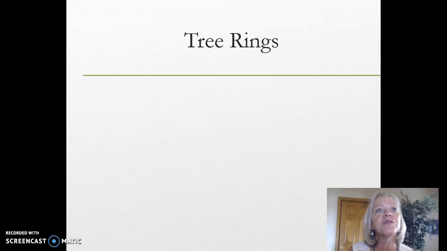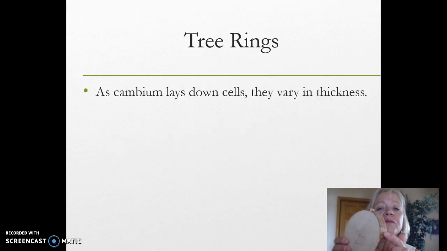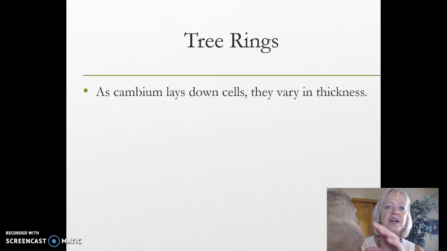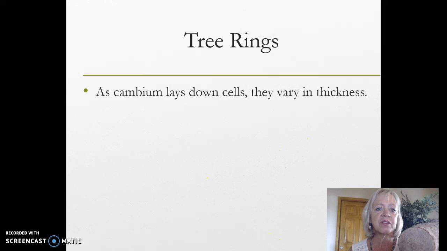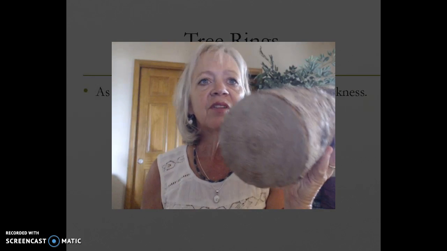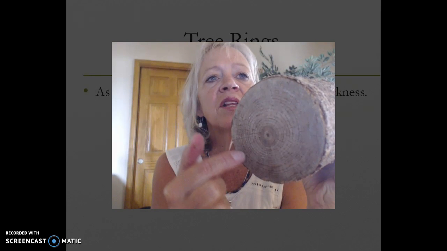So what we do is we study the tree rings, and the tree ring tells us how a tree grows. So first of all, the cambium is the growing part of the tree, which is right here. Here's another example. Here's a log, and let me enlarge this. So here we have the cambium of the tree, which is the growing layer that adds diameter to the tree.